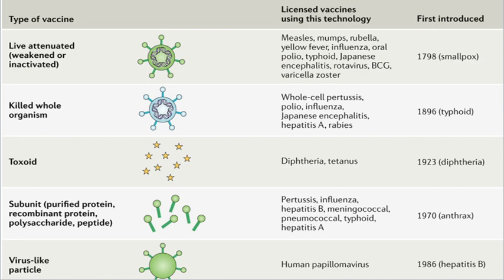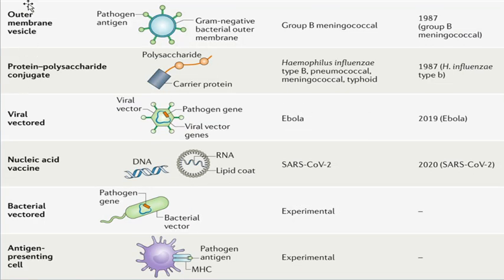Regarding virus-like particle, this vaccine platform is employed for human papilloma virus. Outer membrane vesicle vaccine is employed for group B meningococcal, and protein polypeptide conjugate is employed for Haemophilus influenzae as well as typhoid, pneumococcal and meningococcal. Regarding Ebola, they are using a viral vector vaccine, same for SARS-CoV, and for SARS-CoV-2 they are employing a nucleic acid vaccine. This includes either a segment of DNA or mRNA. For example, the Pfizer-BioNTech and Moderna vaccines are mRNA based vaccines.